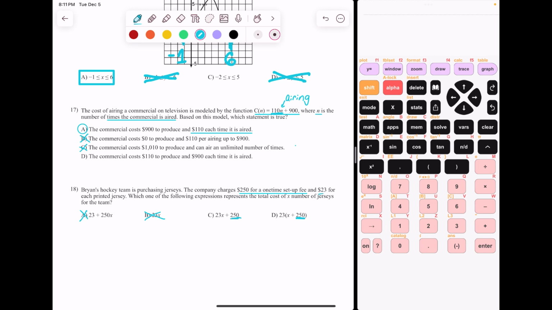Okay. And then it says $23 each printed jersey. Well, x is our jersey, so I need 23 to be next to x, which is choice C. I don't like answer choice D because that's saying I would do 23 times 250. But 250 is only happening one time. So it's actually answer choice C.